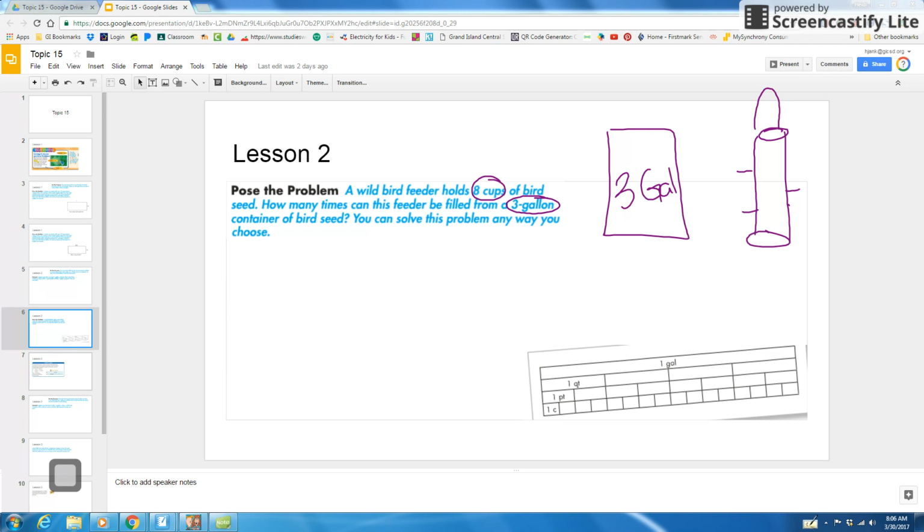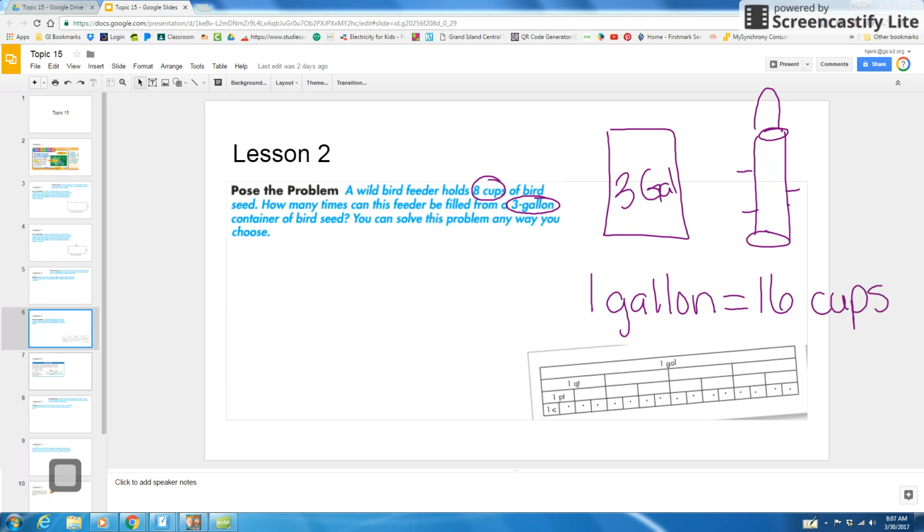You can solve this problem any way you choose, but I included a little diagram down here in the corner for us. Our top row is our gallon, our next row is quarts, and there's 4 of those. Then we have our pints, and there's 8 of those. And then we have our cups, and there's 16 of those. If you count, we have 1, 2, 3, 4, 5, 6, 7, 8, 9, 10, 11, 12, 13, 14, 15, 16. So I'm going to put here that 1 gallon is equal to 16 cups.